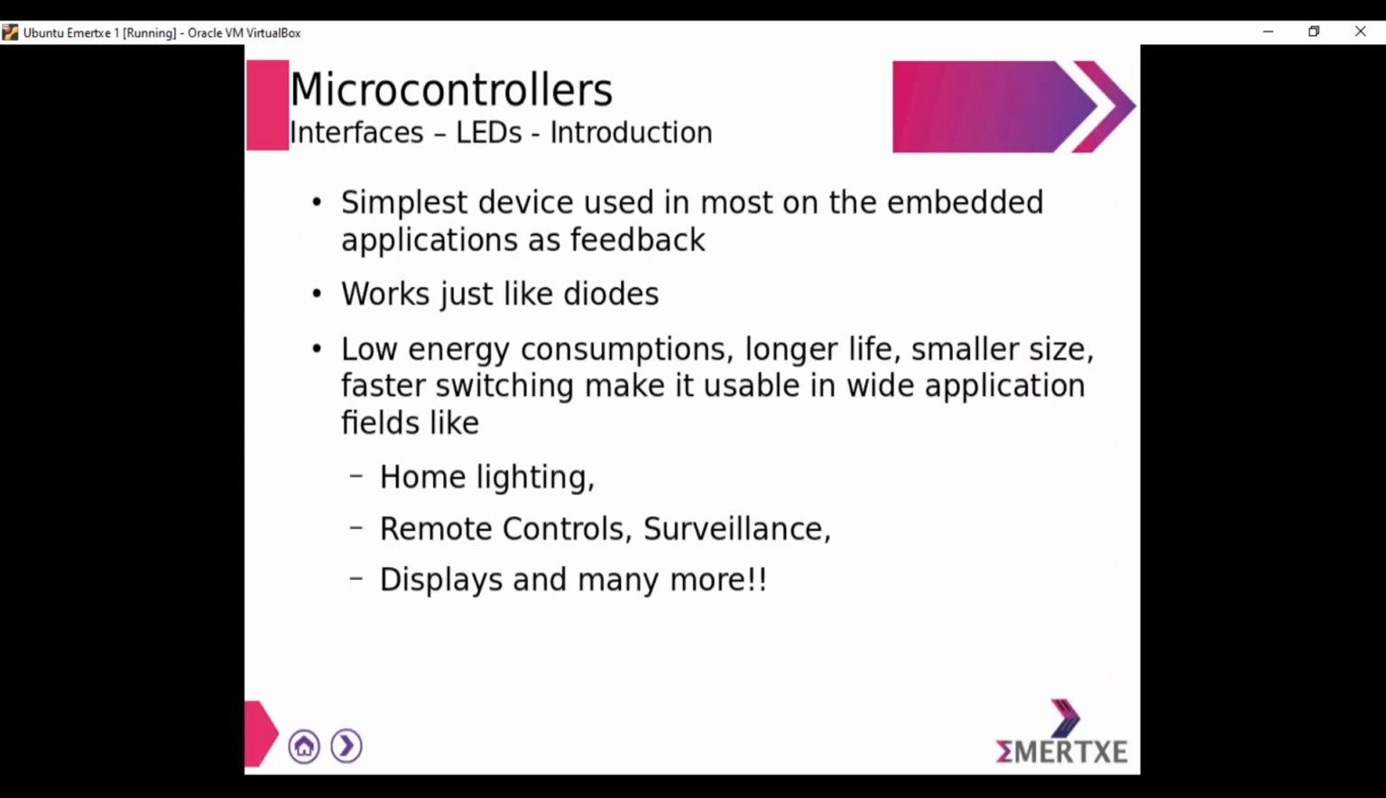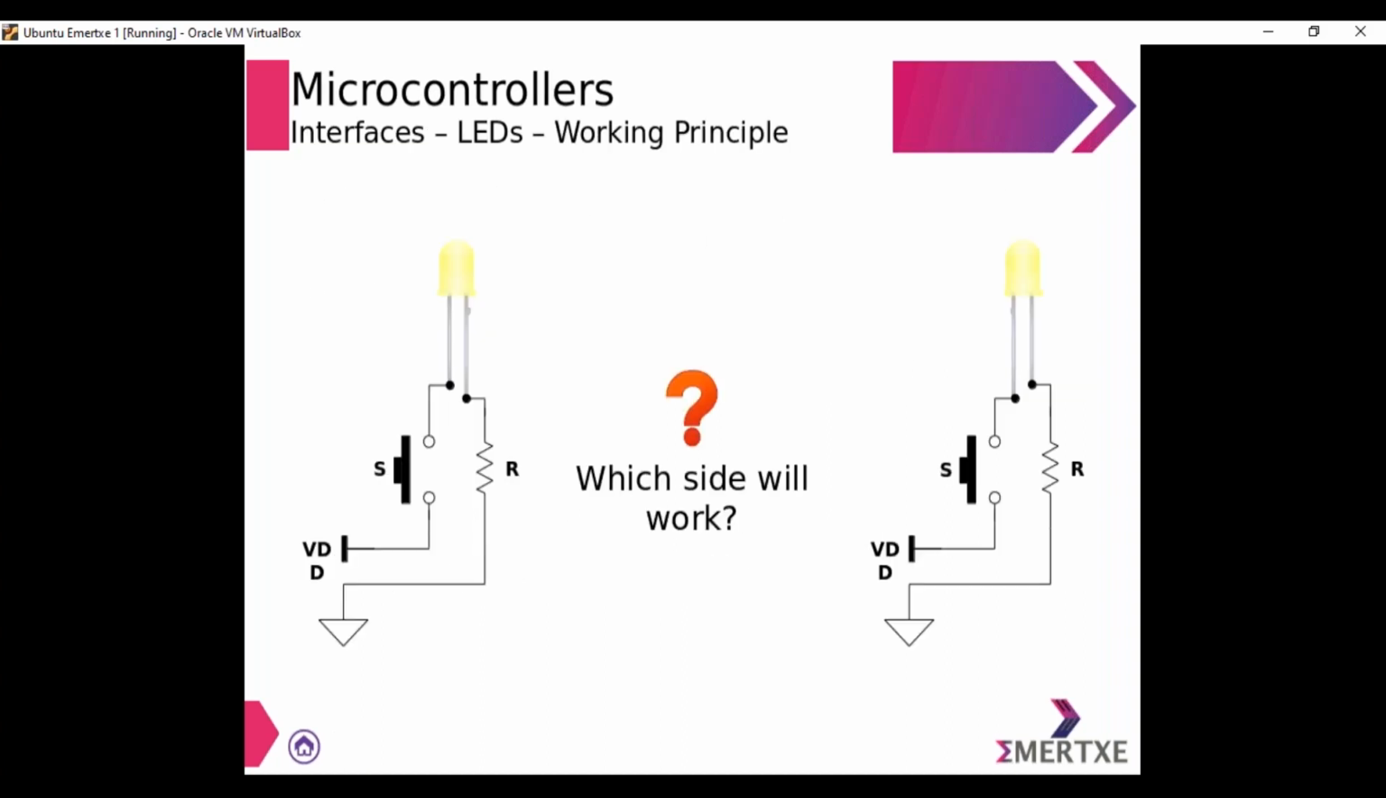So we discussed things with respect to the LED also, which is the very commonly used simplest feedback device. It works exactly like a diode, but emits light whenever current is passing through it. Very common places where LEDs are used are home lighting, remote controls, displays, and many more. So we saw the working principle of the LED. To make sure the LED is turned on, you have to connect it in forward biased connection. Positive of the LED has to be connected to the positive voltage. Negative of the LED has to be connected to the negative voltage.